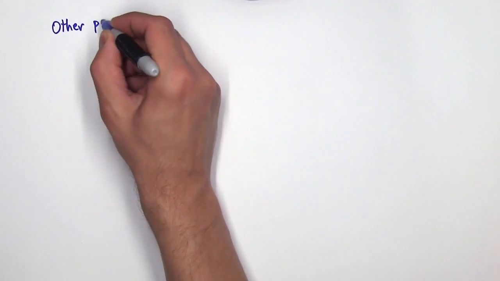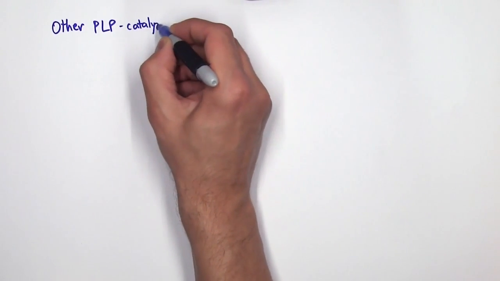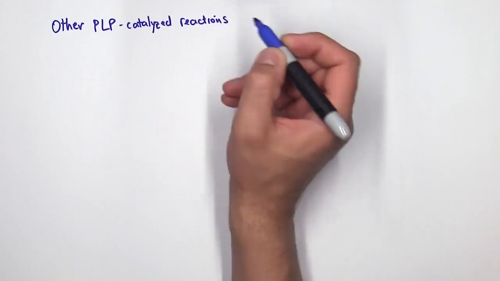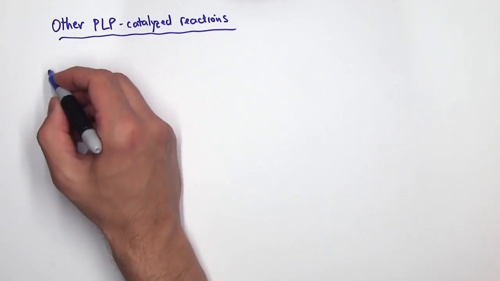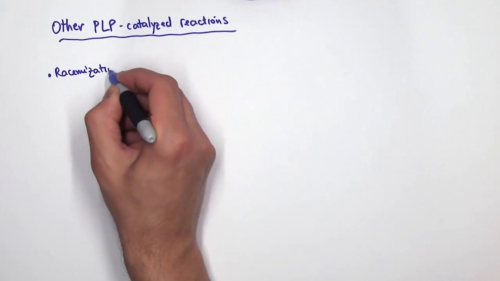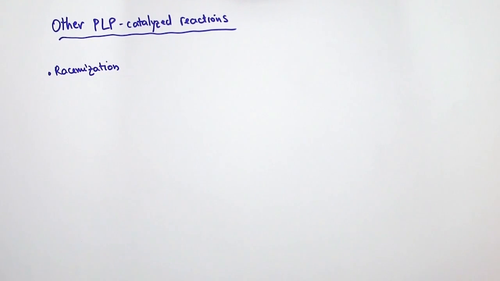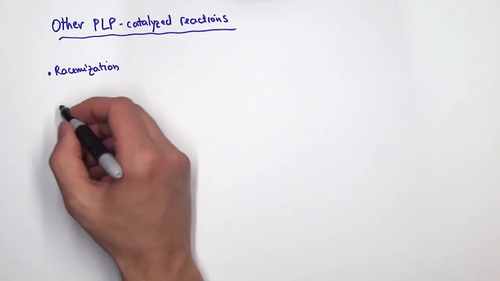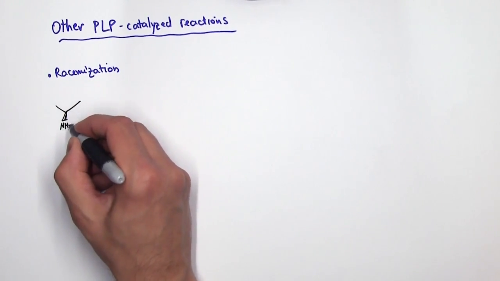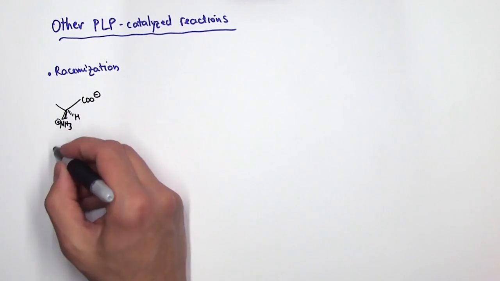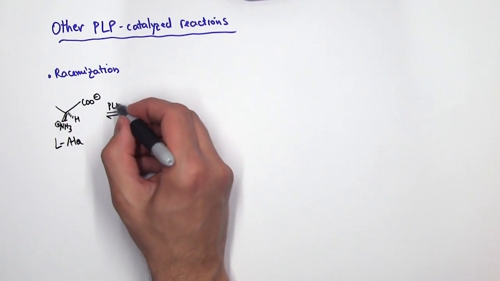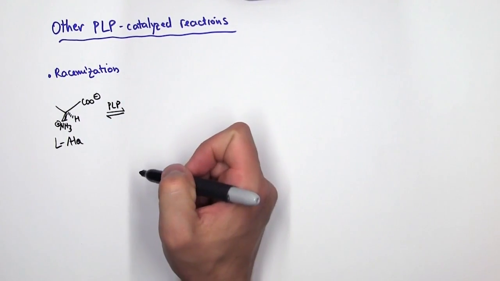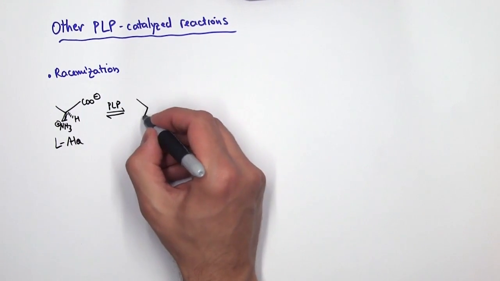We mentioned PLP is a very versatile cofactor. So let's take a look at what other reactions besides transamination PLP can catalyze. One interesting reaction used especially by bacteria is racemization. This involves taking an L-amino acid, for example, L-alanine, and converting it via a PLP catalyzed reaction to D-alanine.